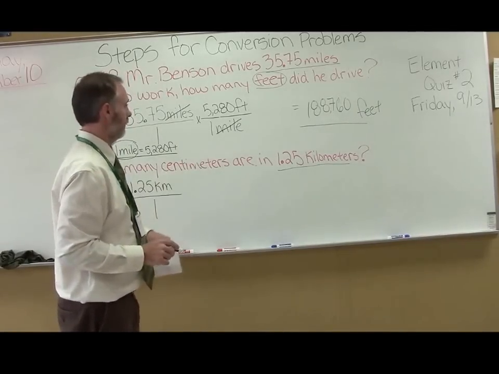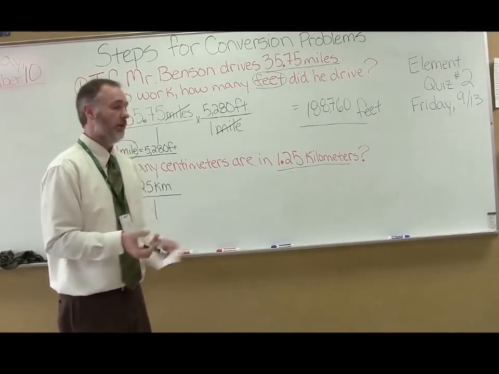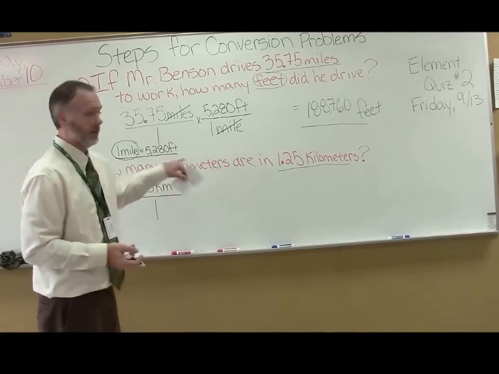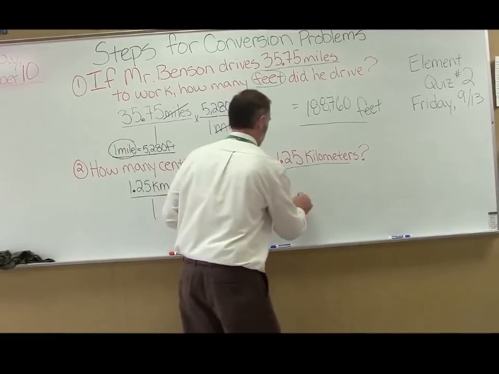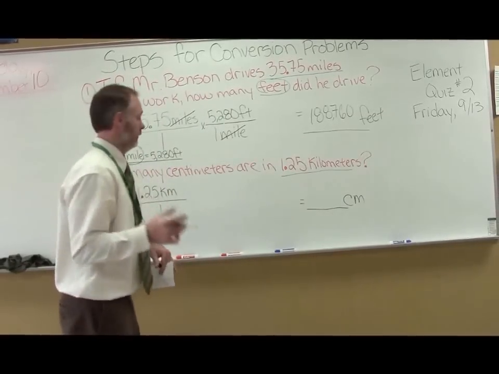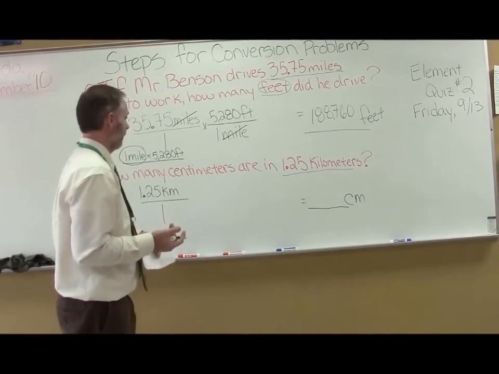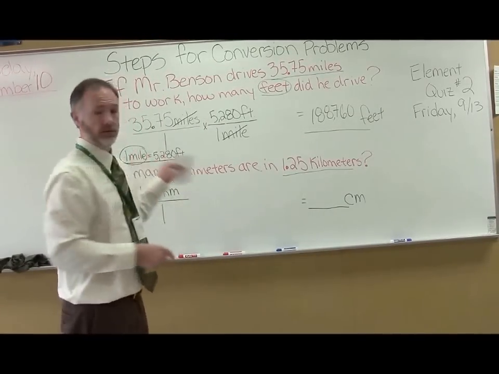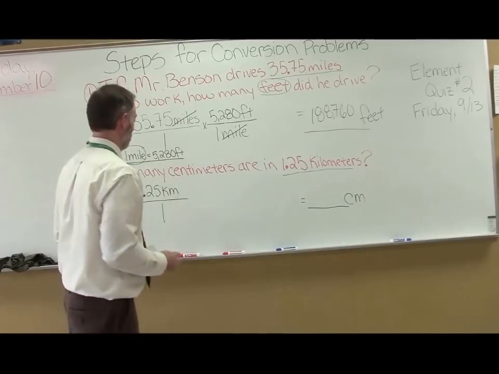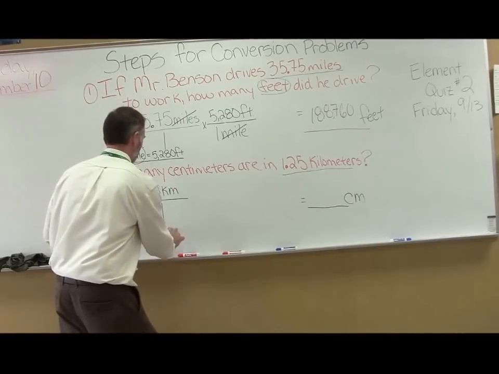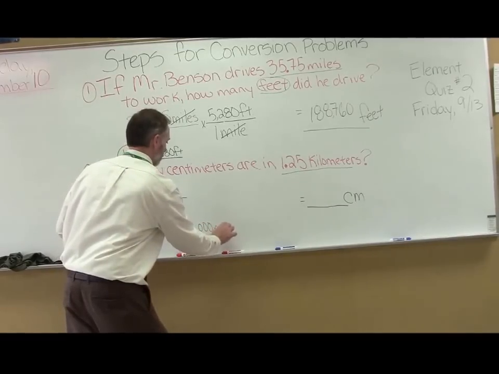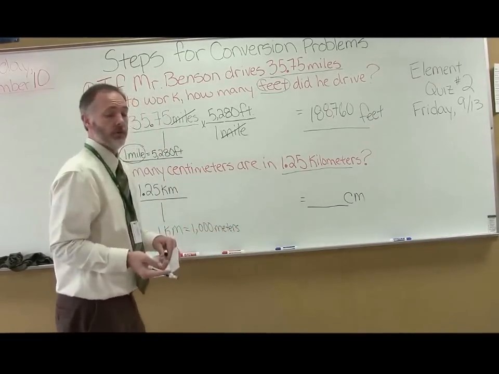Step 2, what final units do I want to end with? It's going to ask us that right in the question itself, how many centimeters? So way over here on the right, blank centimeters. Now, what conversion factors do I need? I might not know how many centimeters are in a kilometer, but we do need to know that there are 1,000 meters in a kilometer, so we can say 1 kilometer equals 1,000 meters. That's one of our conversion factors that I need.